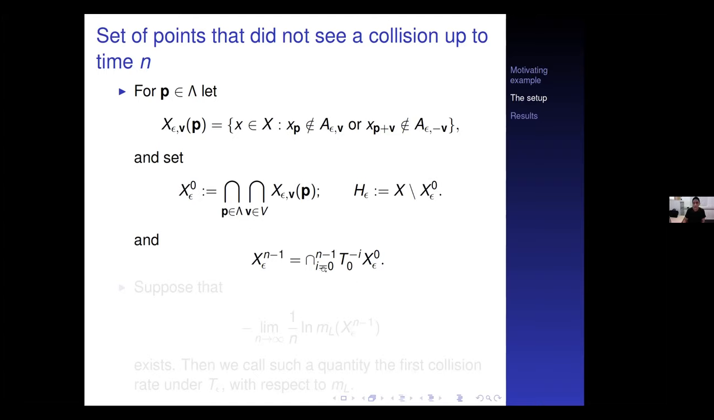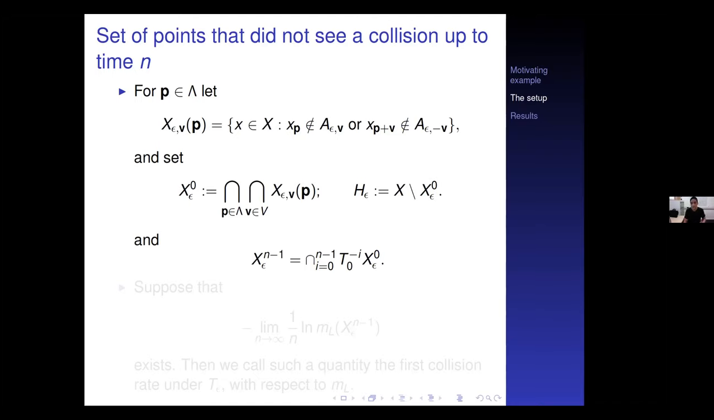And then I can define by iteration in the usual way the set of points that do not see a collision up to time n. This is just the intersection of the pre-images under the product map. It's the same thing here whether you use the coupled map or the product map. On this set, they are the same. And this is how I define the set of points that do not see a collision up to time n. The complement of the set X zero epsilon in X will be denoted by H epsilon. If you are familiar with maps with holes, this is a very similar situation. Or if you study return time statistics, it's the same kind of setup.